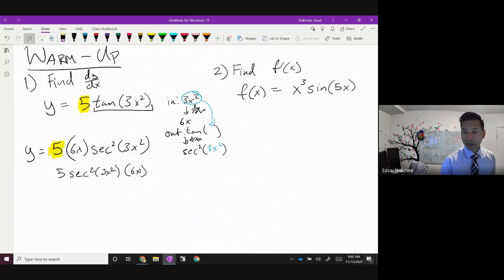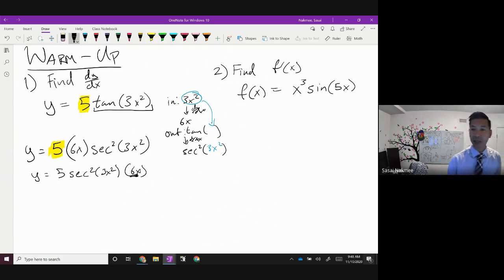And as Brian was asking, does it matter what order you put it in? It doesn't. In multiplication, as long as you have them multiplying out together, it doesn't matter which one comes first, which one comes second. But please be careful. There's one thing I do need to note. Do not write that 6x inside the secant function. The secant function only has the 3x squared inside. The 6x needs to multiply outside of it. So just make sure you keep that in mind. Either one of these are fine.